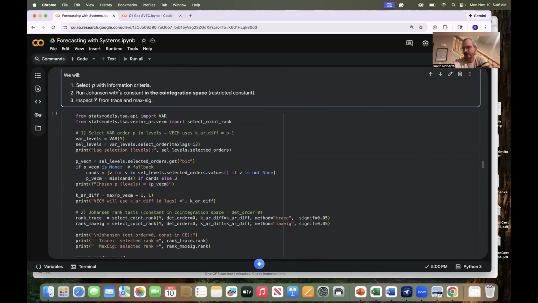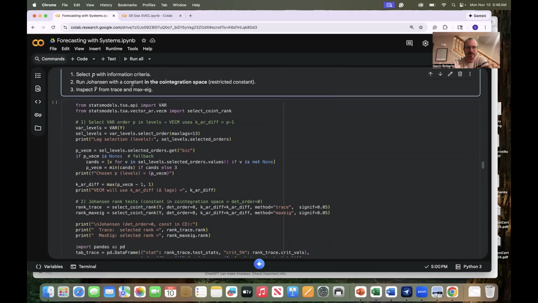We select p in this code with information criteria, which is the most common way to do it, either AIC, BIC, or HQIC, I think it is. And then we run a Johansen test with a constant in the co-integration space. That just means there's a constant or intercept term in that co-integrating vector, because that vector literally just looks like a regression equation on our levels variables. In our case, it's a regression equation with log of gas price, log of oil price, and log of natural gas rigs. So this is saying we're including an intercept or constant term in that equation.